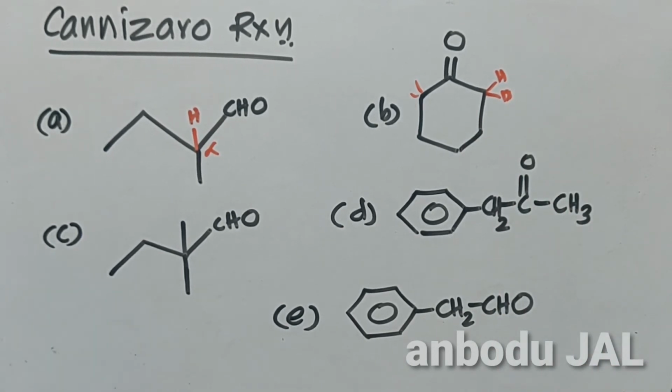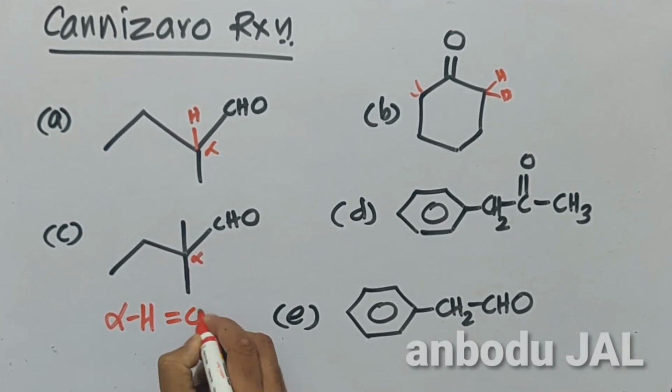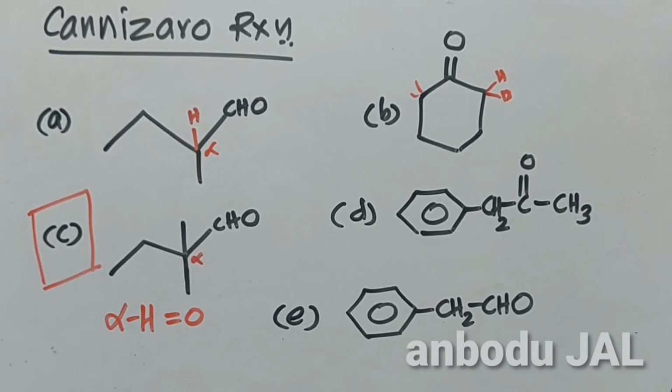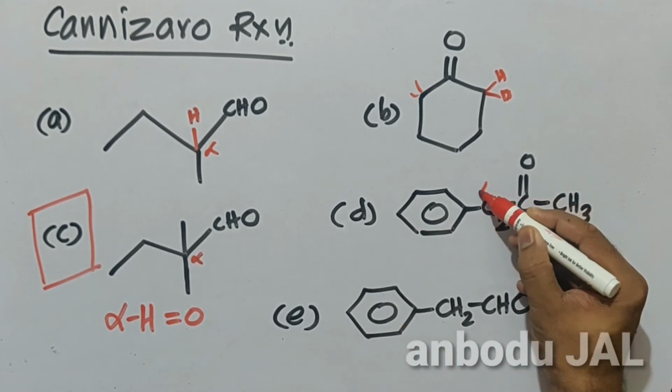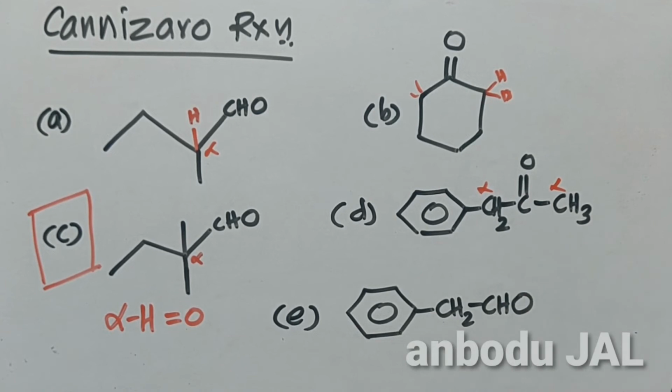Now the third compound, 2,2-dimethyl. This is alpha carbon. Here no alpha hydrogen is present. So this is the answer for the question. Why? There is no alpha hydrogen in this compound. 2,2-dimethyl butanol. Now option D. This is alpha carbon. This is also alpha carbon. There is alpha hydrogen. Not only that, but this is also a ketone.